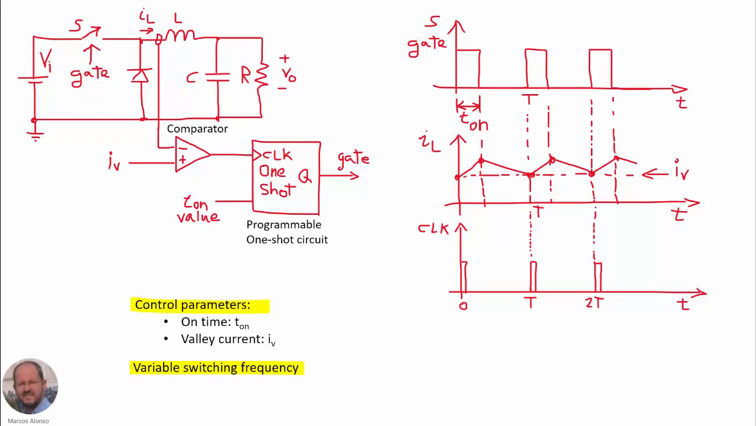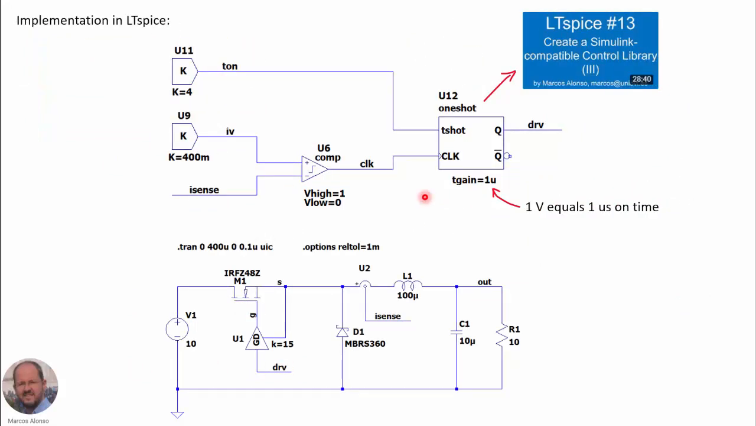So we are going to see how to implement this control circuit in LTspice. We are going to create a new component for our library so we can use this device in future applications. We have everything that we need in our Simulink compatible control library. The main block is the one-shot circuit. So we have developed this block in this video, how to create a Simulink compatible control library number 3.